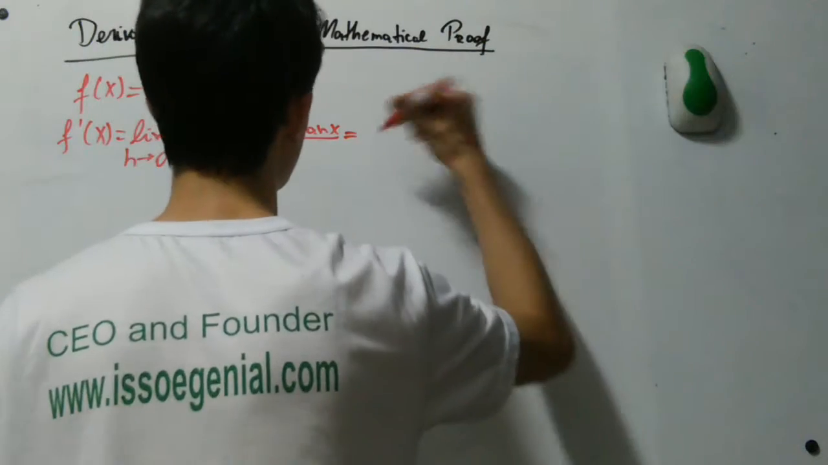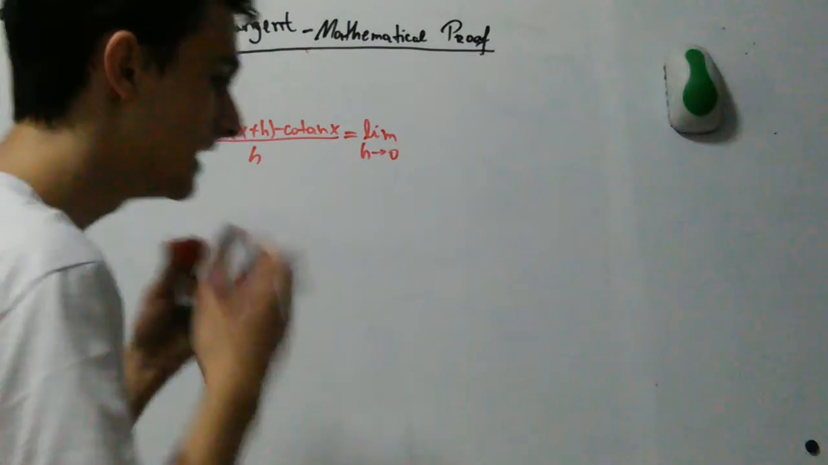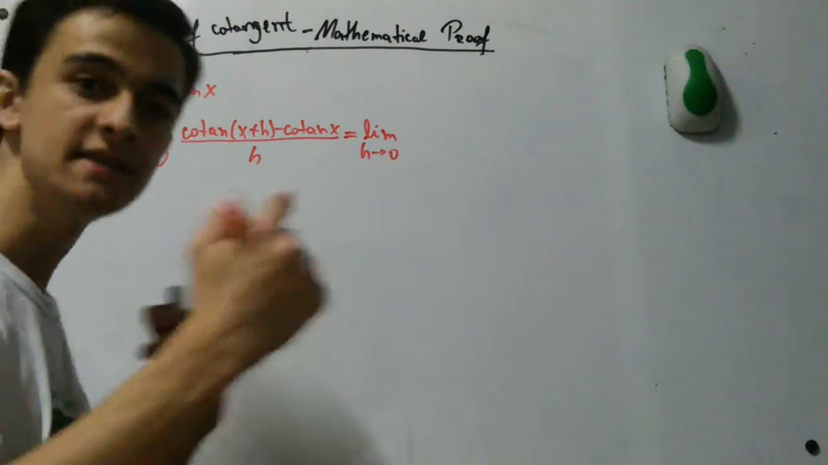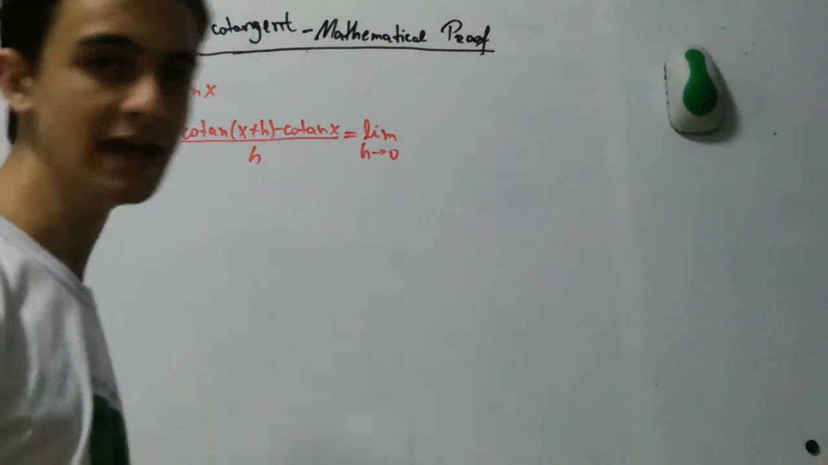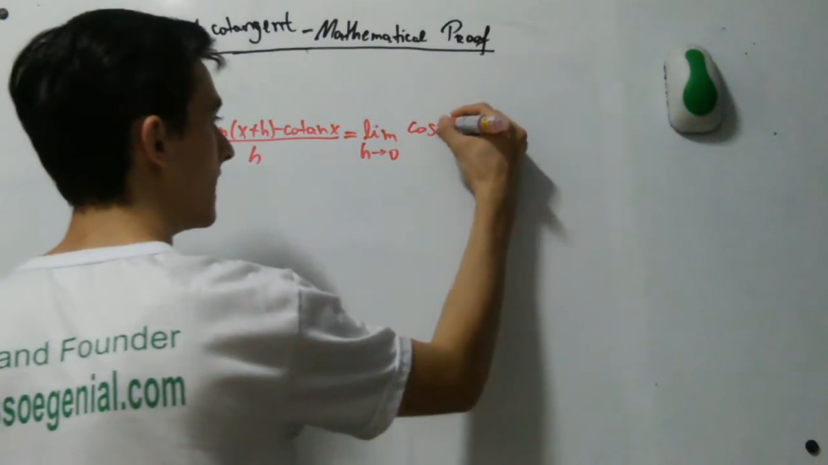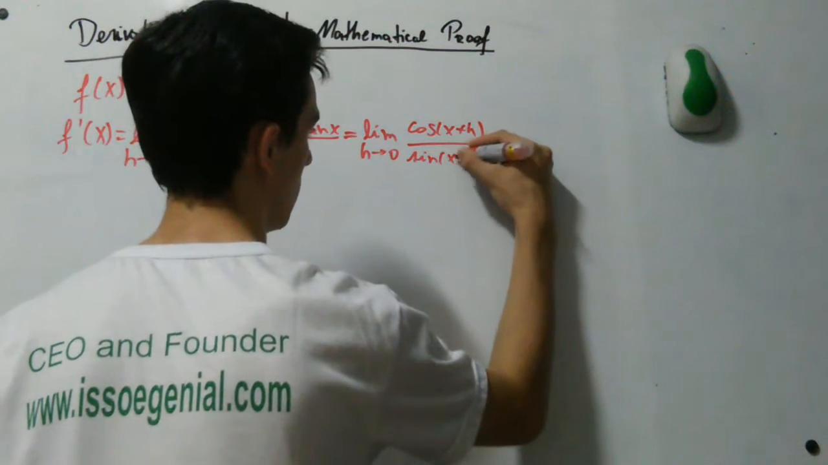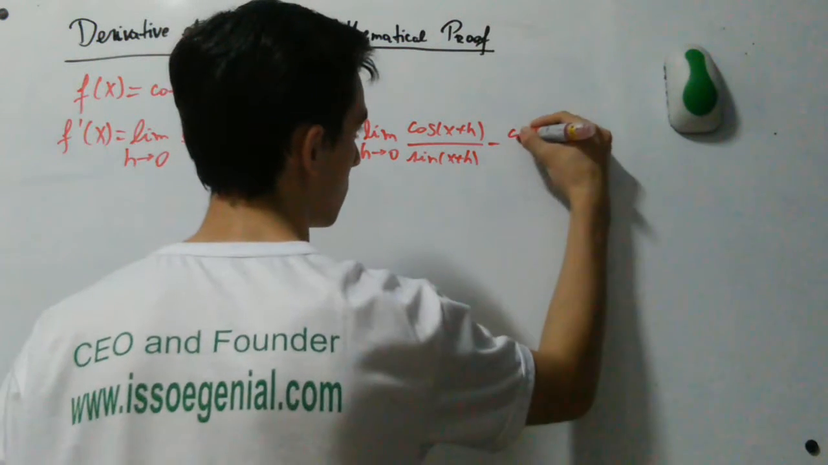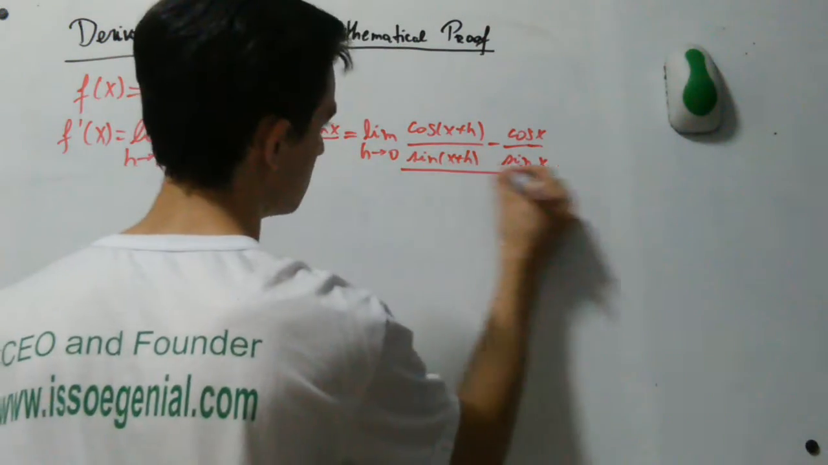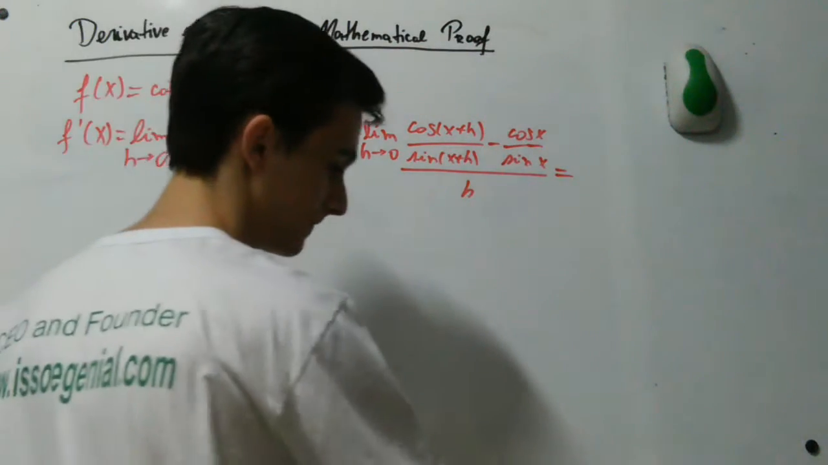This is equal to the limit when h approaches 0. And remember, tangent of x is sine of x over cosine of x. The cotangent is the reciprocal of that, which is the cosine of x over sine of x. So this is going to be equal to cosine of x plus h over sine of x plus h minus cosine of x over sine of x, and all of this divided by h. So let me change colors.